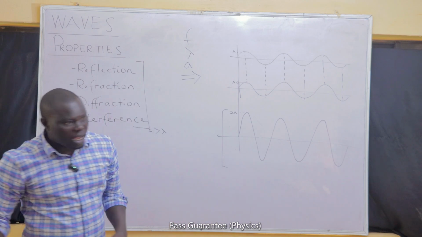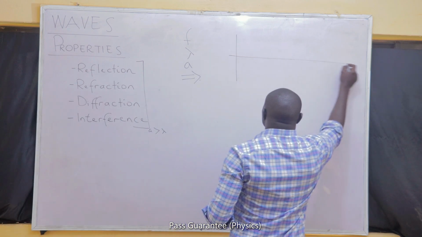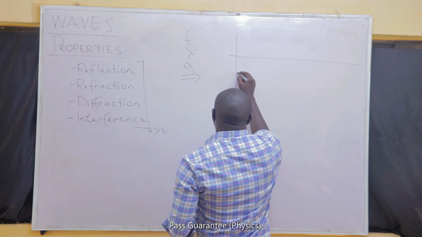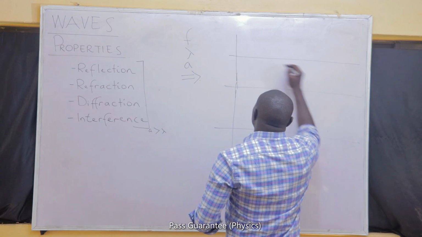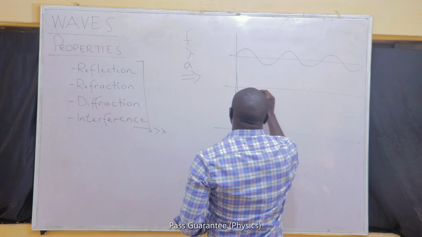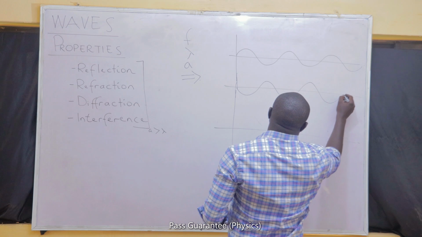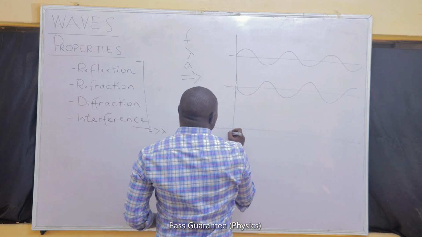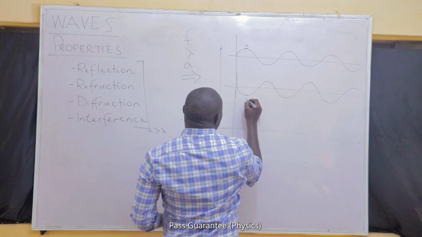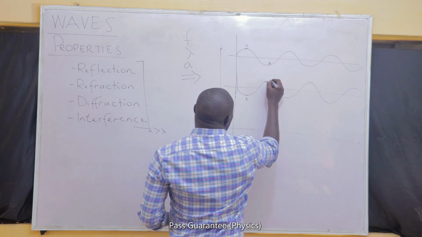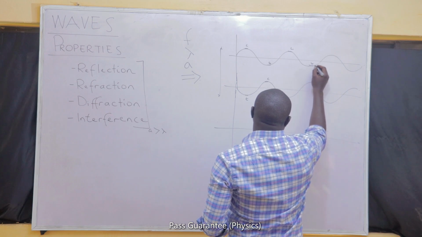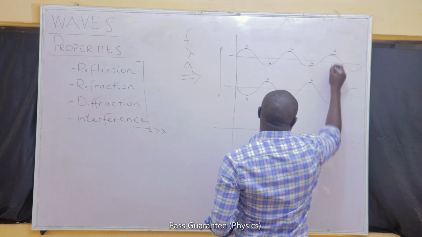But in a situation where you have a wave and another still of the same frequency, but this time they are combining such that a crest is falling on a trough, and a trough is falling on a crest, another crest is falling on a trough, and so on.